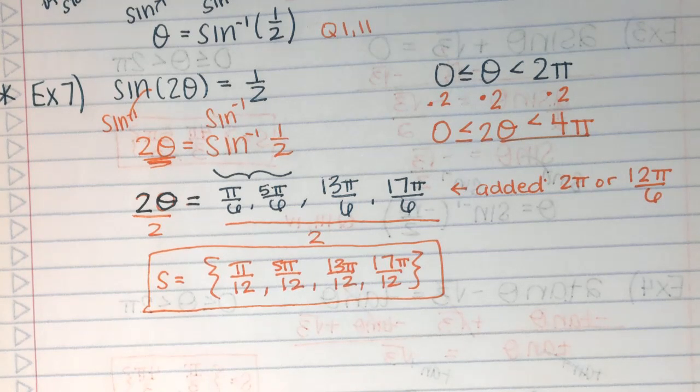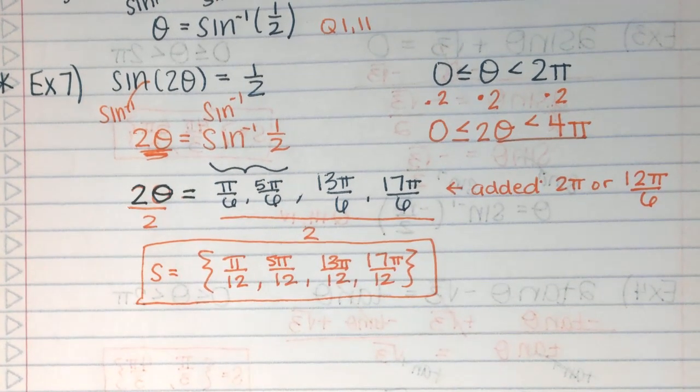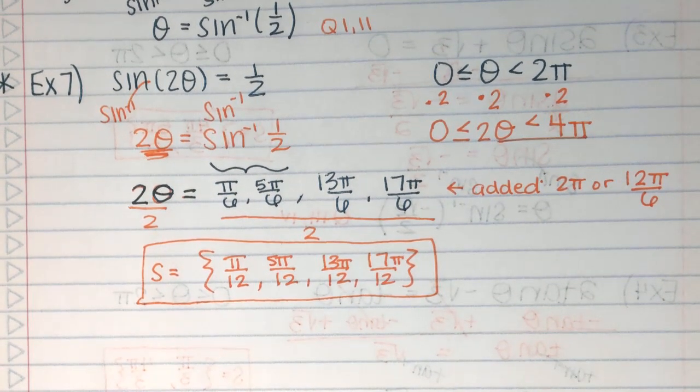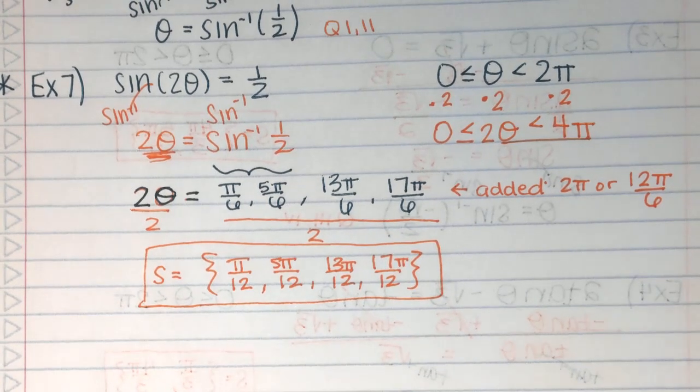Alright, time is running out. That's all we're doing today. Tomorrow we're going to be doing what if it's not a special angle on the unit circle. How do we find theta? And then we will be doing harder trig equations, starting with quadratics. Yay!